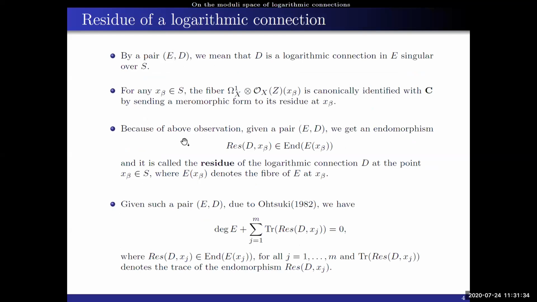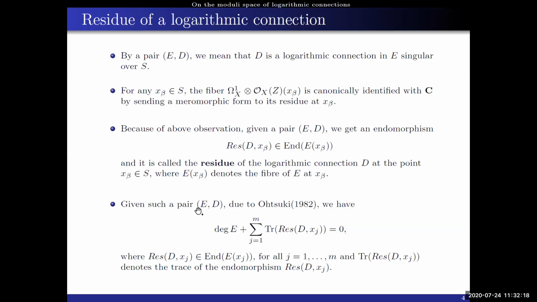When a logarithmic connection is given, we can talk about its residue. By a pair in this talk, we mean that D is a logarithmic connection on E singular over S. We take any point x_beta in S. The fiber is canonically identified with the complex numbers by sending a meromorphic form to its residue. Because of this, given a pair, we get an endomorphism of the fiber of the vector bundle, and this endomorphism is called the residue of the logarithmic connection at the point x_beta, where E_x_beta denotes the fiber of E at x_beta.